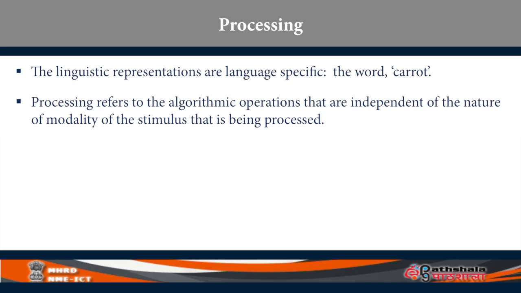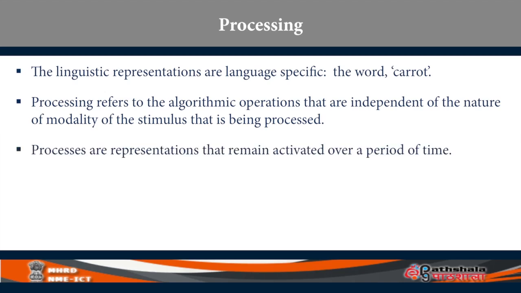So you may have seen a carrot or you have heard the word carrot. Irrespective of whether you have seen or heard, there are some operations going on in our brain. There is something happening, some algorithmic operations, computation going on in our brain. So processes are representations that remain activated over a period of time. Instead of focusing on phonemes and syllables, which are static, processing is saying what happens to these phonemes or syllables over a period of time. So, I repeat, processes are representations that remain activated over a period of time.